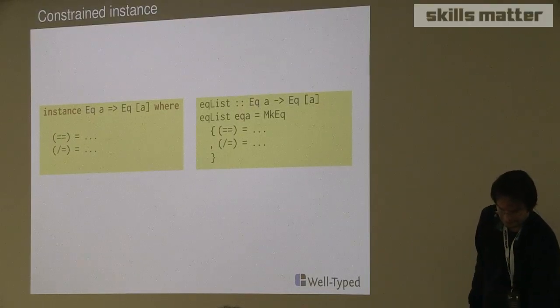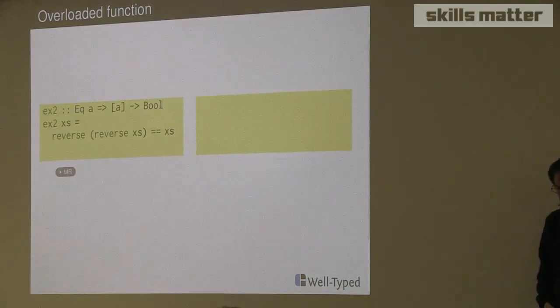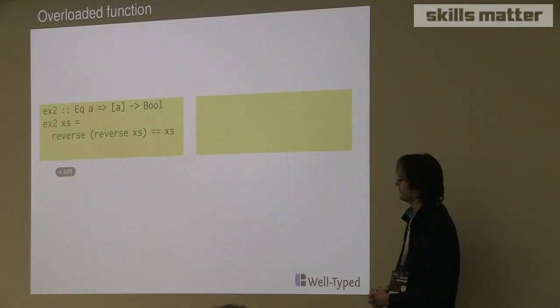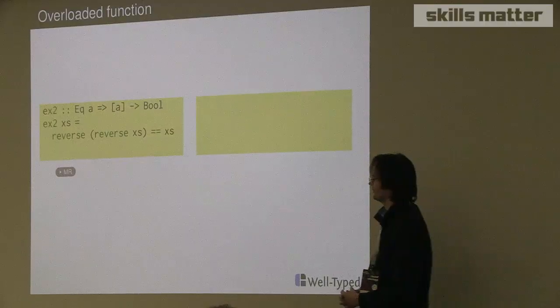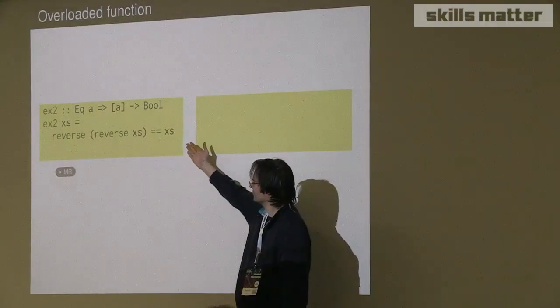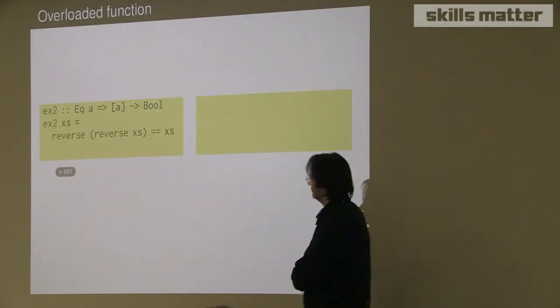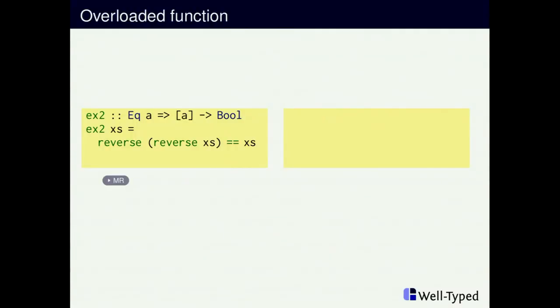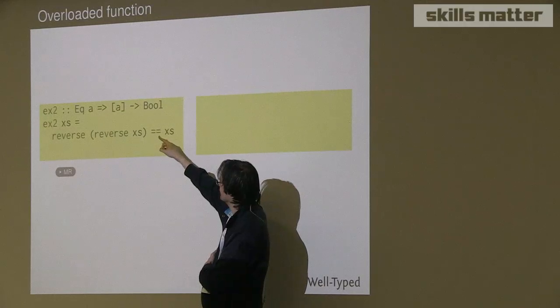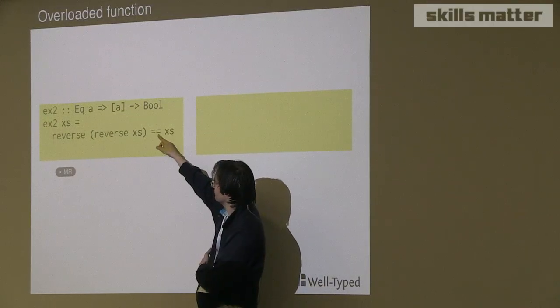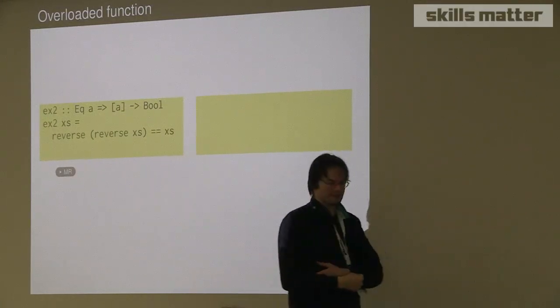Okay, what's left? How do we actually deal with overloaded functions? It's in a very similar way. So if we look back at example 2, example 2 is a function that has a class constraint, as we have seen, EQ of A, and it uses this equality function here at the type list of A.